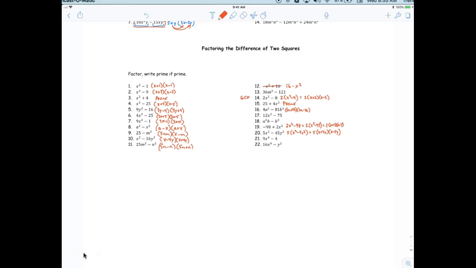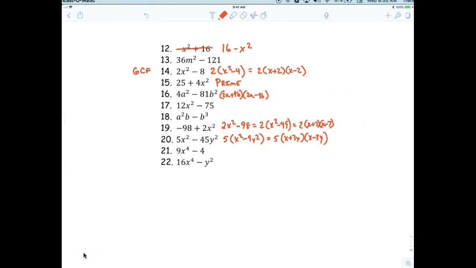And then you can recognize factoring by grouping because it'll have 4 terms. Which number?